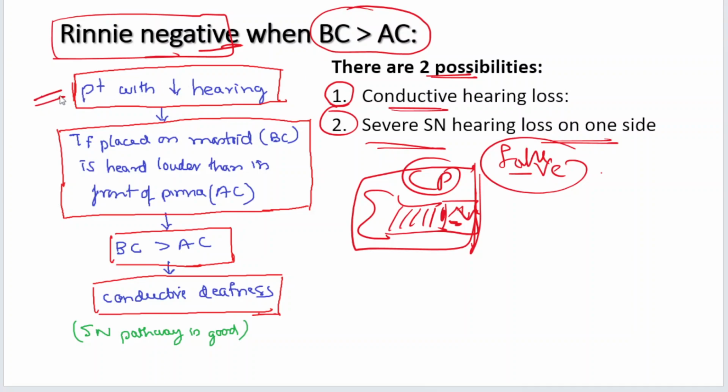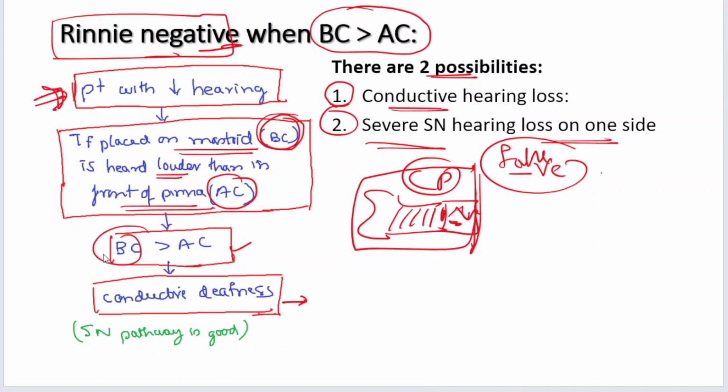So here is a patient with decreased hearing coming to you and he says that when the tuning fork is placed on the mastoid, I can hear it louder than when you place it over the pinna, which means the bone conduction is longer or louder than air conduction. We say it is conductive deafness. Why?